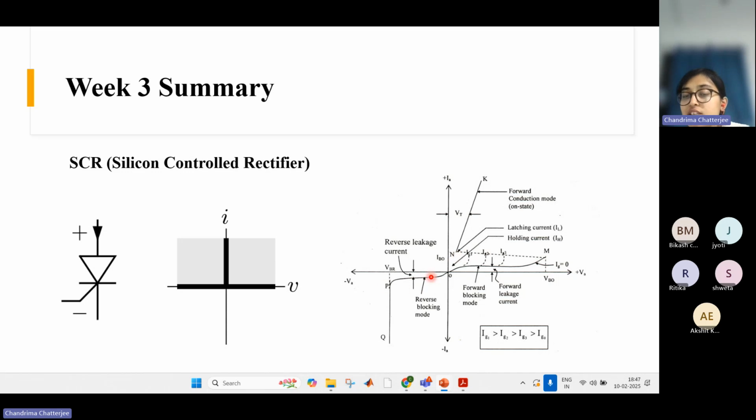And in this region it will block voltage. There will be some leakage current, as we also saw for the diode, and at the reverse breakdown voltage it will break down. So the blocking voltage should be within this region. It should be lesser than the breakdown voltage. This is SCR.